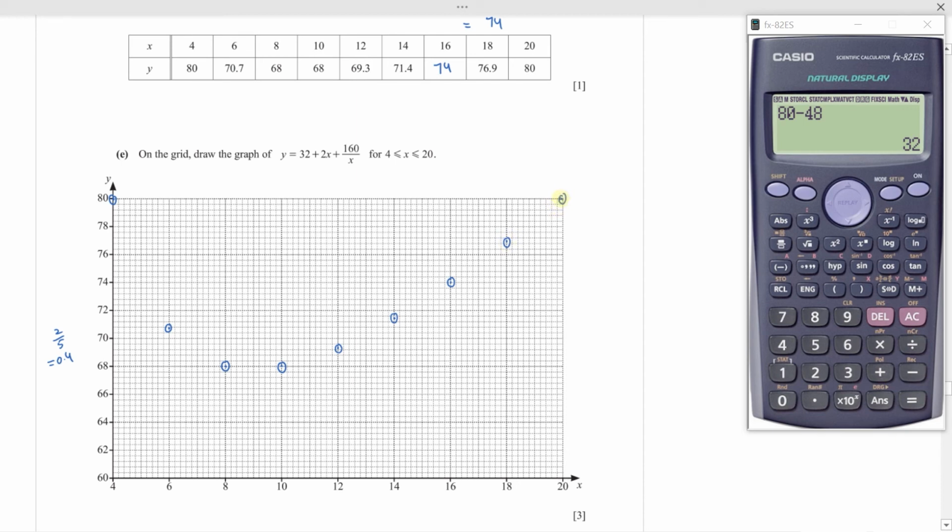So now I will try to draw a smooth curve through these points. So let's try that.